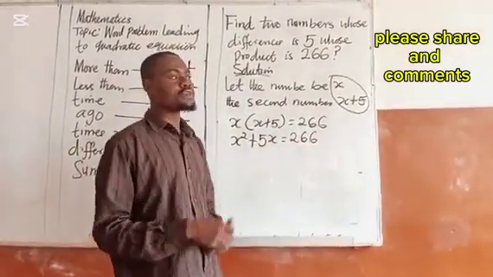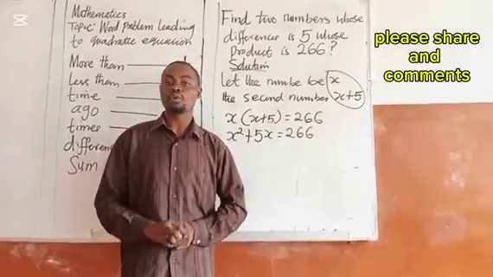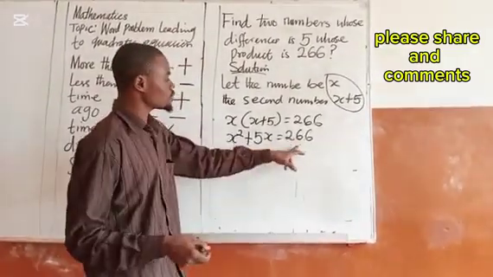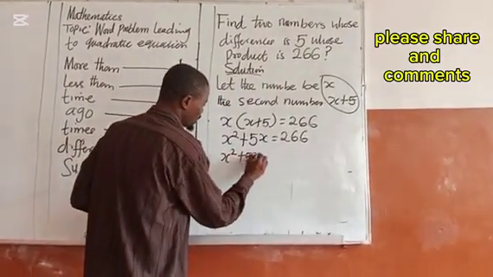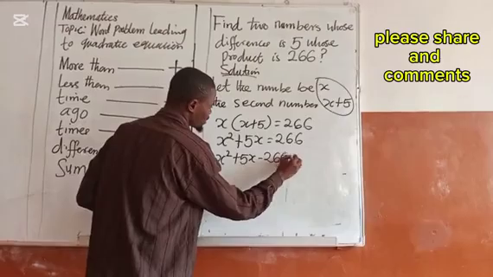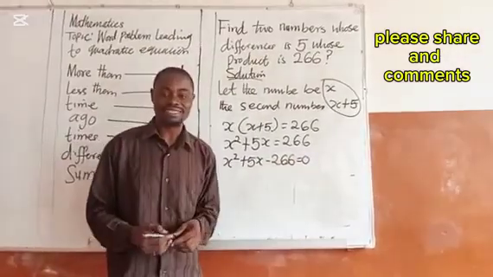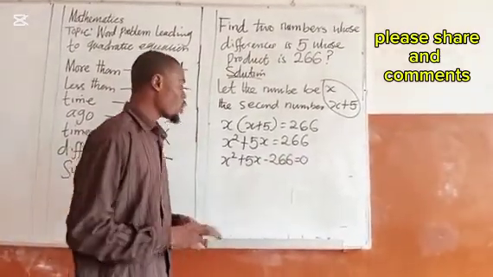And we know that every quadratic equation must be equal to 0. We have to take this 266 to the other side. We have x squared plus 5x minus 266 is equal to 0. It has changed to a quadratic equation. This is where we now state, okay, what are we going to do?